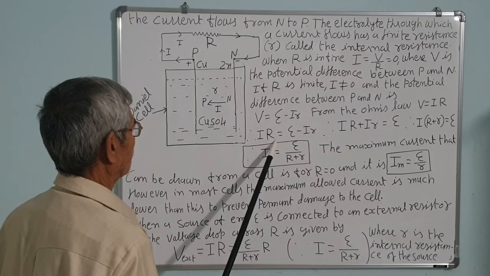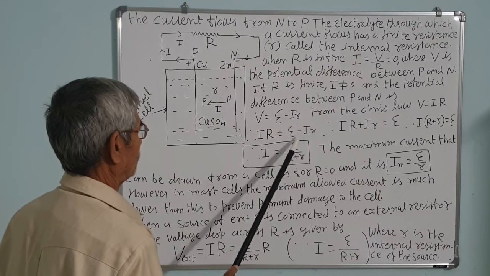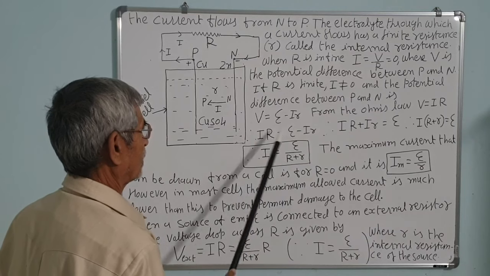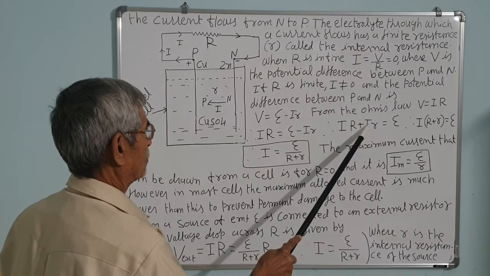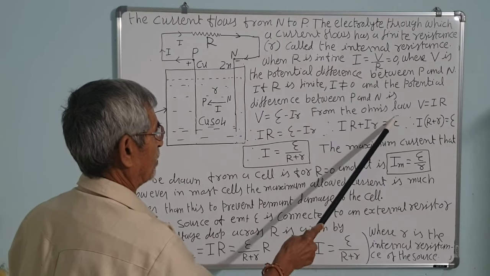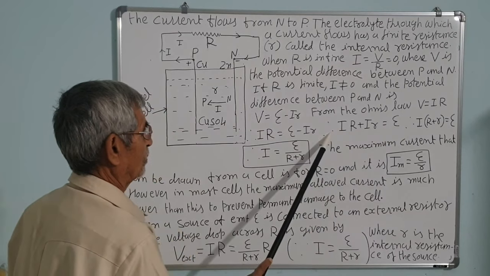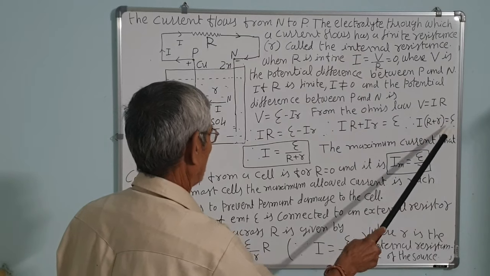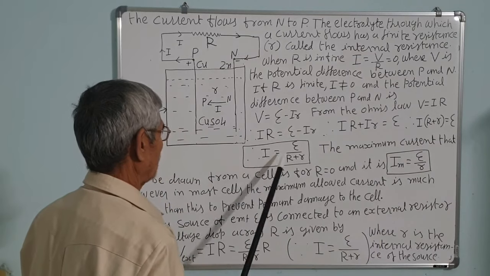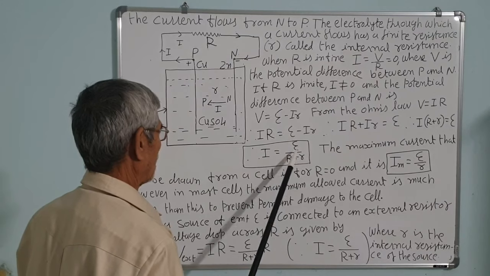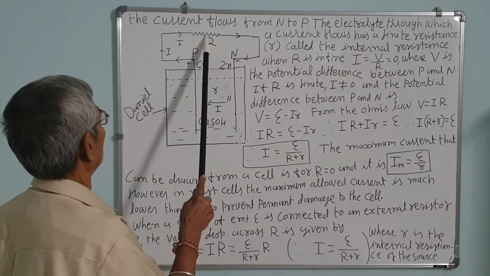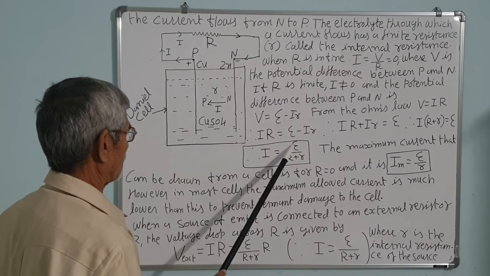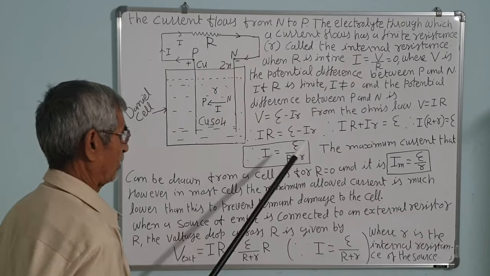So IR is equal to V, and that is equal to E minus Ir. So Ir you take on this side, plus I small r is equal to EMF. Therefore I into bracket capital R plus small r is equal to EMF E. Therefore current I is equal to EMF E upon R plus r. Total resistance is R plus internal resistance r. So EMF E upon the resistance is equal to the current in the circuit I.